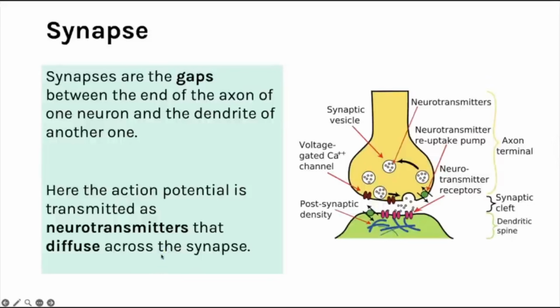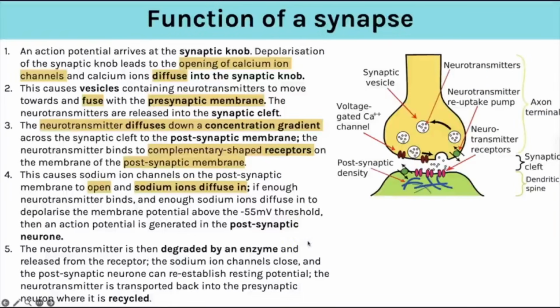A synapse is the gap between the end of the axon of one neuron and the dendrite of another. And that is where the action potential is then transmitted as neurotransmitter that diffuses across the synapse. This here is the whole process of what happens at a synapse. This is worth pausing, screenshotting, and you can turn it into a flow diagram or mind map, because this would be a long answer question.